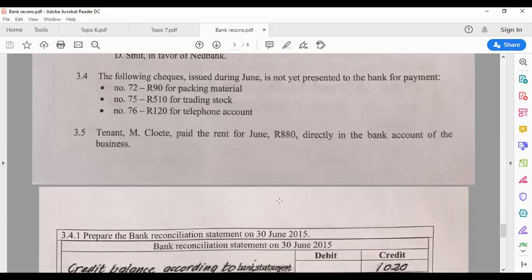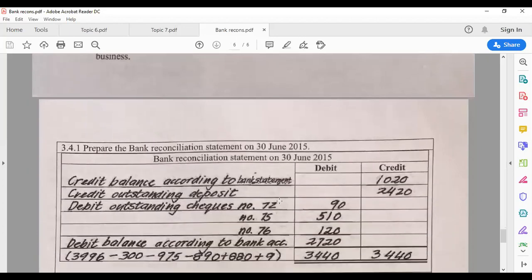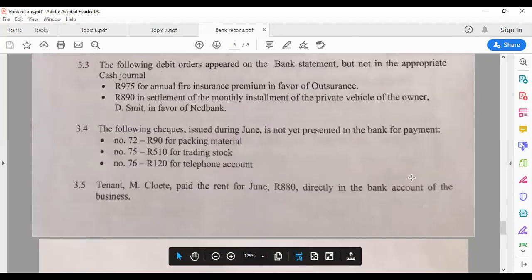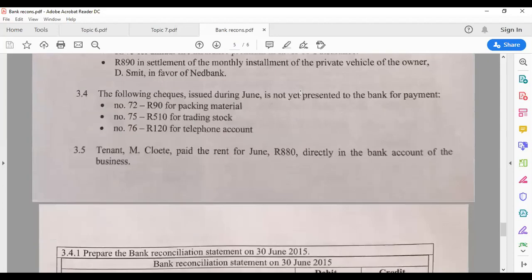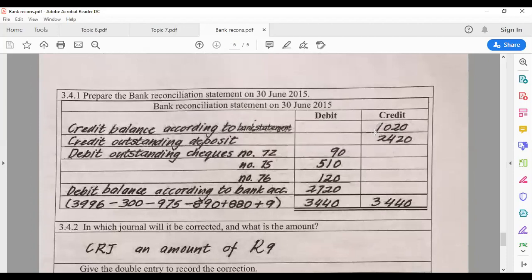Okay, let's talk about the answer. So, we have a credit balance according to the bank statement of 1,020. Okay, so that's where we write 1,020. Remember, the bank statement reflects a credit balance, so that's why I fill it in there immediately. Okay, this is a favorable balance. So if I could use other words, I would say favorable balance, because the bank will still have to pay me, or I'm entitled to 1,020 Rand.